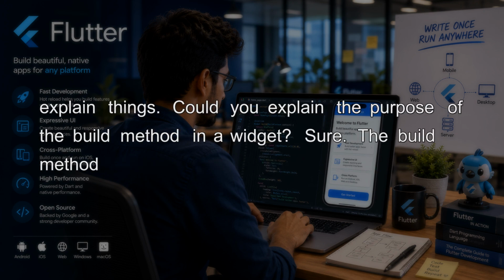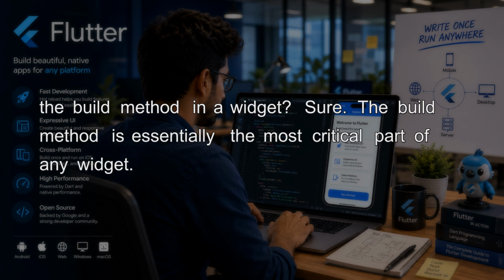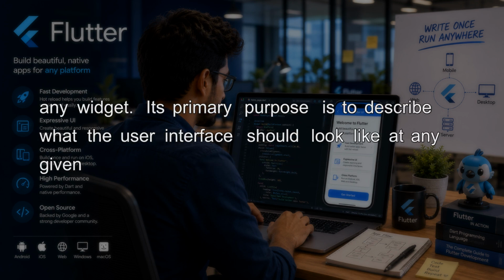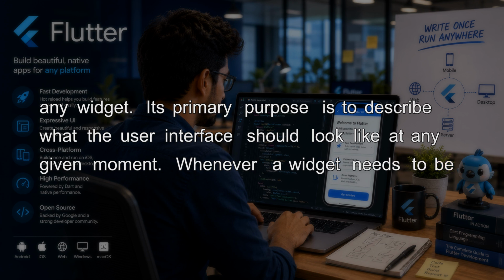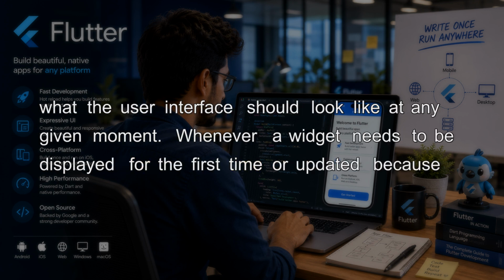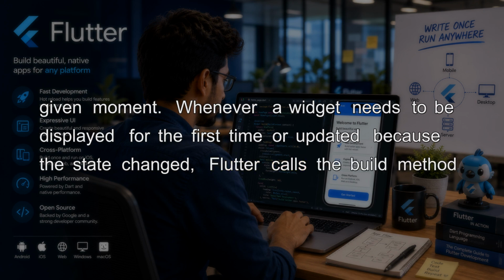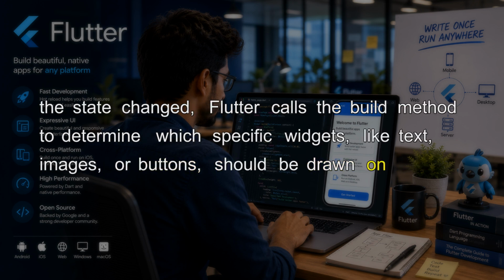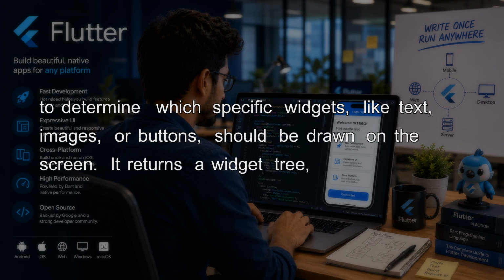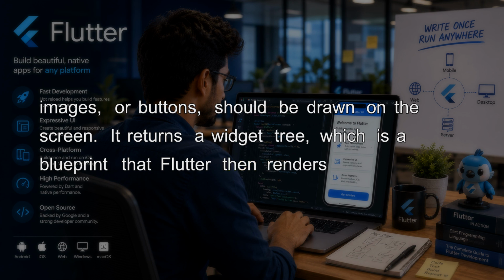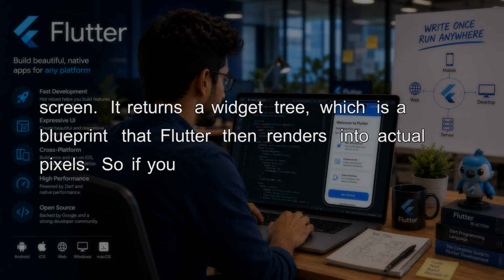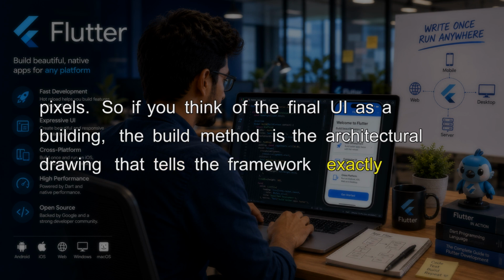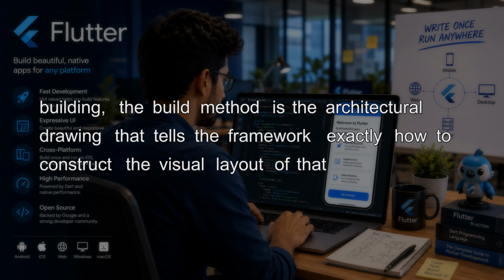Sure, the build method is essentially the most critical part of any widget. Its primary purpose is to describe what the user interface should look like at any given moment. Whenever a widget needs to be displayed for the first time, or updated because the state changed, Flutter calls the build method to determine which specific widgets, like text, images, or buttons, should be drawn on the screen. It returns a widget tree, which is a blueprint that Flutter then renders into actual pixels. So if you think of the final UI as a building, the build method is the architectural drawing that tells the framework exactly how to construct the visual layout of that specific part of the app.